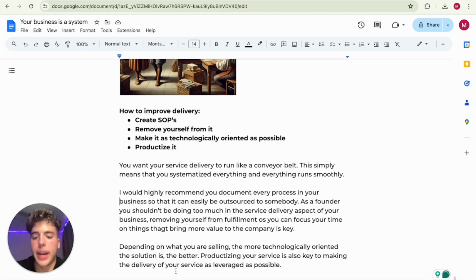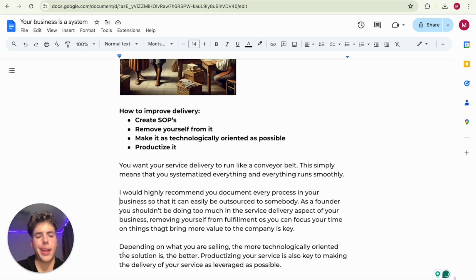Okay. And so depending on what you're selling, the more technologically oriented the solution is, the better. Productizing your service is also key to making the delivery of your service as leveraged as possible. And so if your service delivery is all over the place, you're never going to be able to scale. You need to make sure that your service delivery is like a conveyor belt. So whenever you onboard a client, who you hand them off to and what happens from A to Z, you need to craft the roadmap of your service delivery.